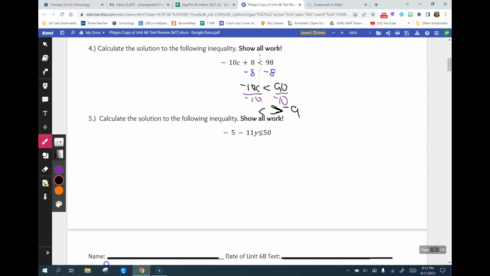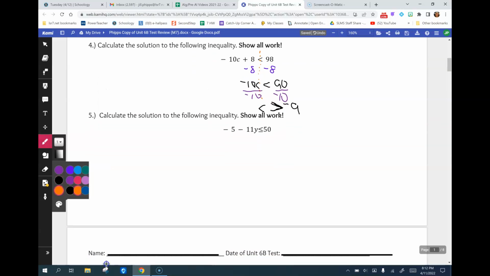Okay, looking at number 5, we're going to do that same thing. And if you haven't already done this on your own, pause it and try it all on your own so that you'll be ready for that test tomorrow. So the first thing we want to get rid of is this negative 5. If I have a negative 5, I'm going to add 5 to both sides because I want it to go to 0. So I'm going to have negative 11y is less than or equal to 55.